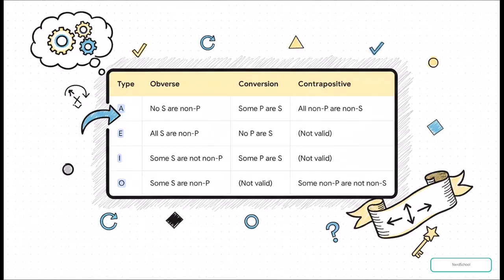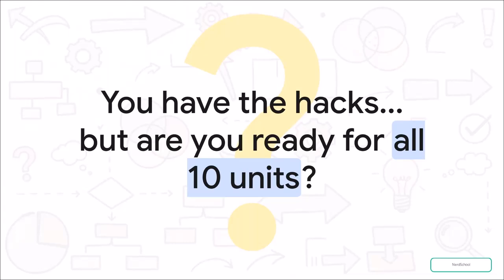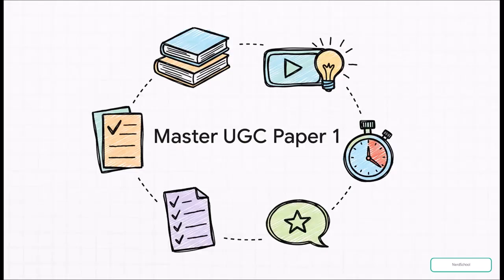So there you have it. You've just mastered one of the toughest topics in logical reasoning, and you have the hacks. But the UGC NET paper 1 has 10 whole units. So the question is, are you ready to crack the code for all of them? The big takeaway here is that a question that looks impossible is usually just a simple puzzle in disguise, and once you have the right keys, you can unlock anything. So the only real question left is, what other impossible question are you going to solve next?